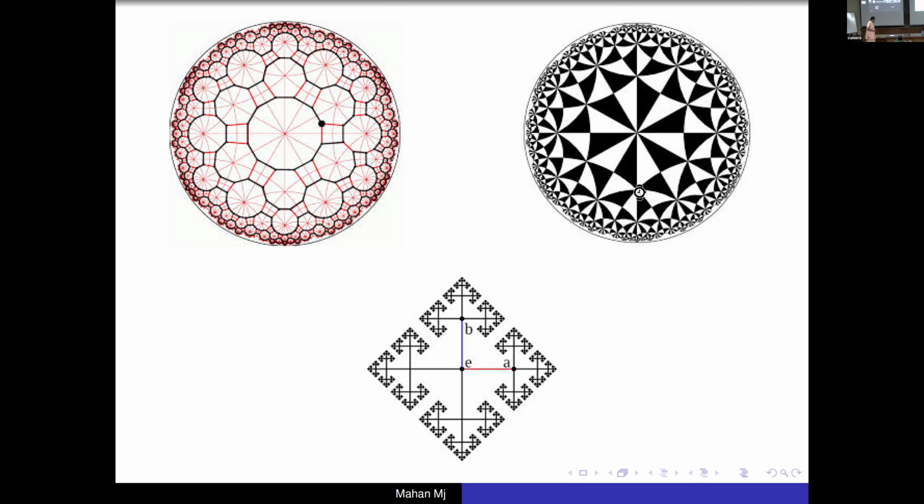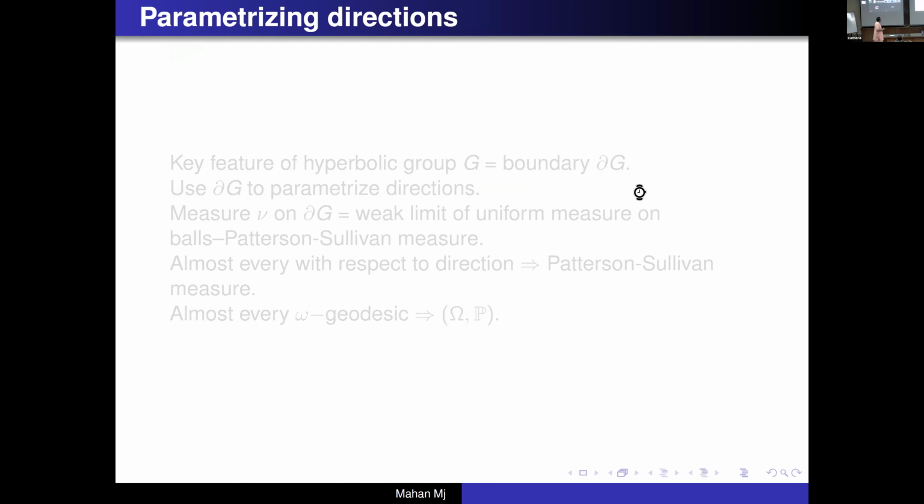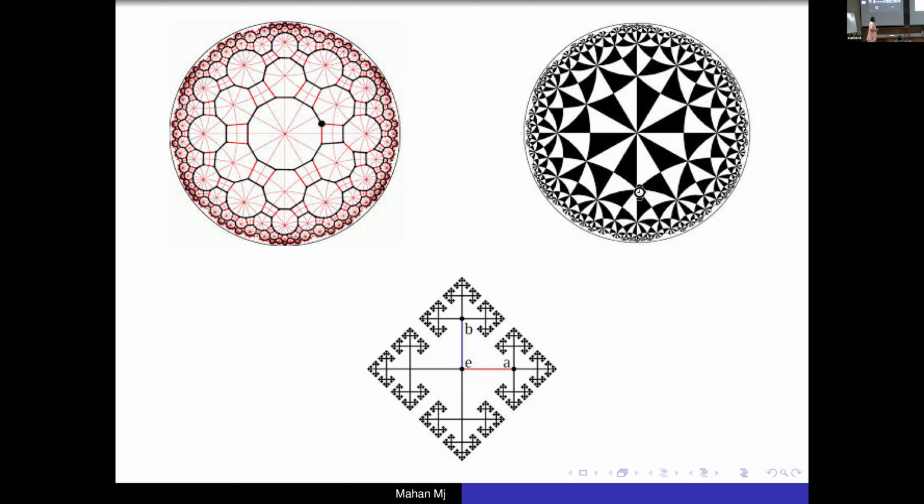Okay, all right. So now, here's the thing. What's the key thing about this picture again? Essentially, you look at geodesic rays starting, say, at the origin. Then this circle at infinity parameterizes the directions at the point. This is a key feature of hyperbolic space, which is somehow not quite there in Euclidean space.